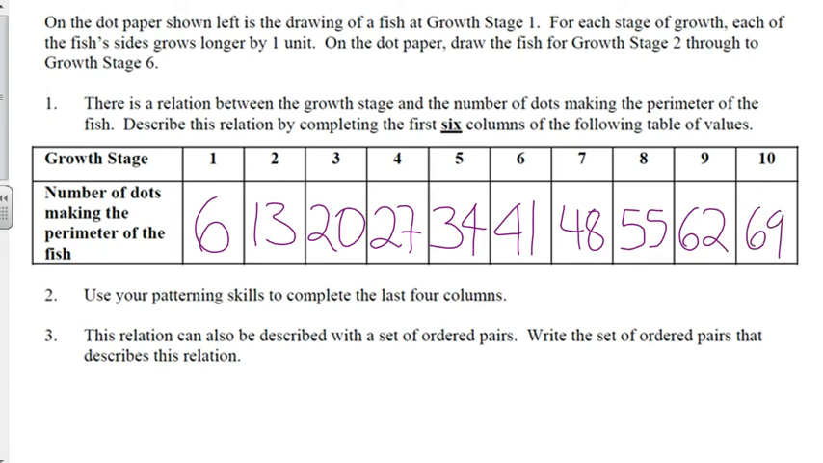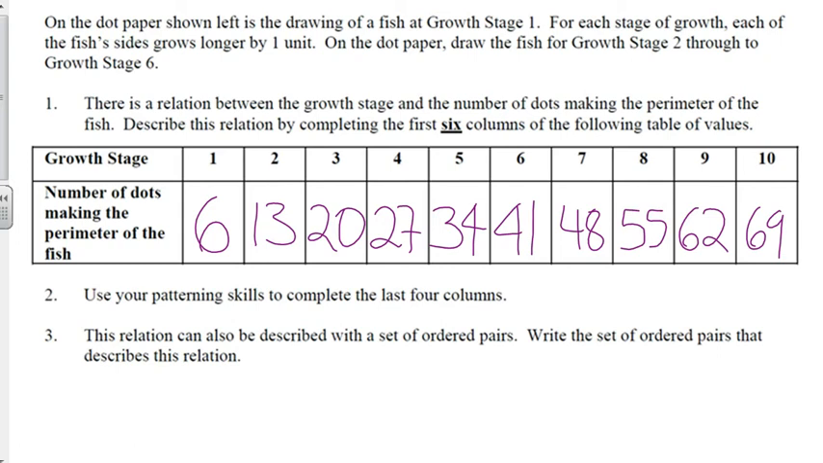Okay? So, what we're doing here basically is looking for a pattern, right? And human beings are pretty good at seeing and recognizing patterns. So we've collected some data. We notice there's a pattern going on here, and we can use that to describe this relation. The relation can be described in a number of different ways.